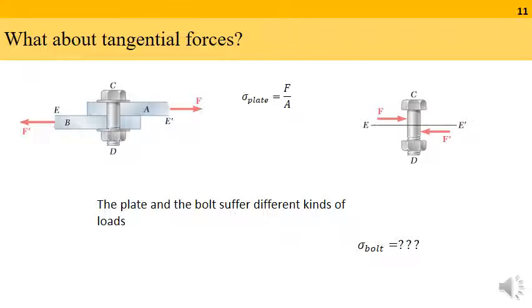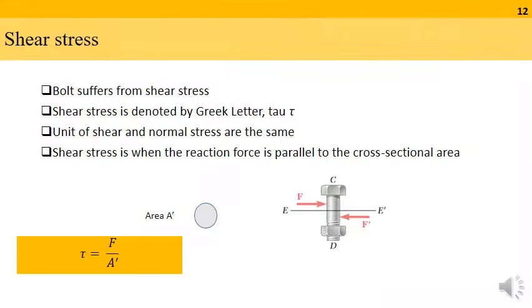The answer is no. Normal stress, as previously defined, is when the load and the cross sectional area are perpendicular to each other. In this case, the cross sectional area and the load are parallel. In such cases, the body is said to be subjected to shear stress. Shear stress is denoted by the Greek letter tau. The unit of shear and normal stresses are the same. So for this, the cross sectional area of the bolt is a circle and tau is F by A.